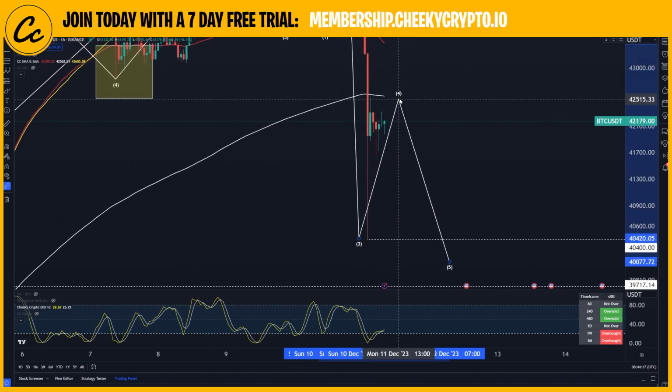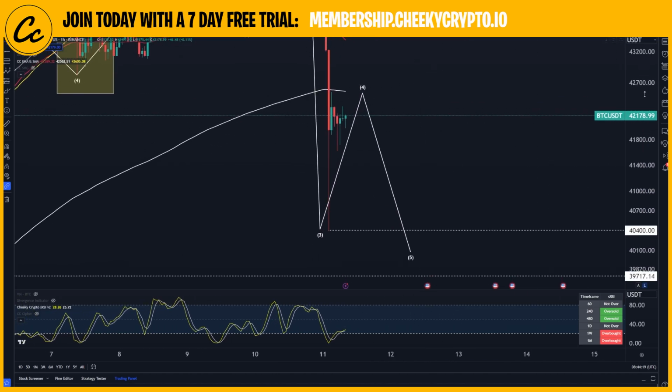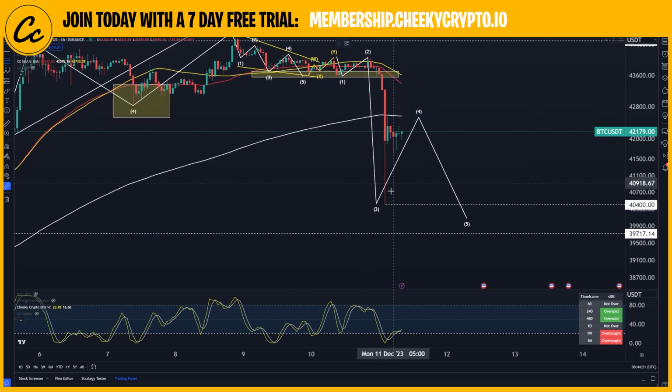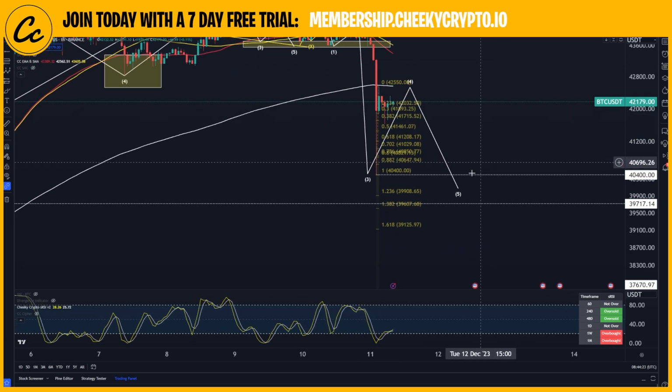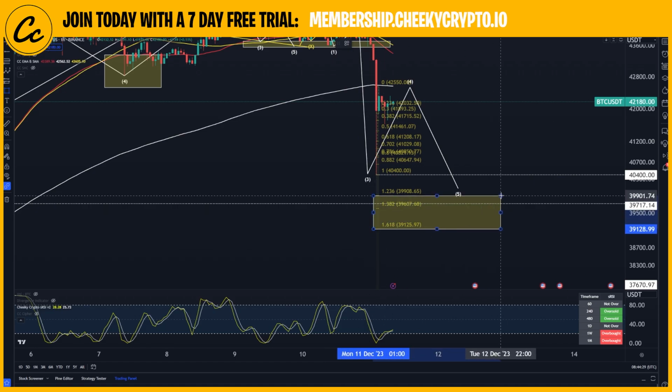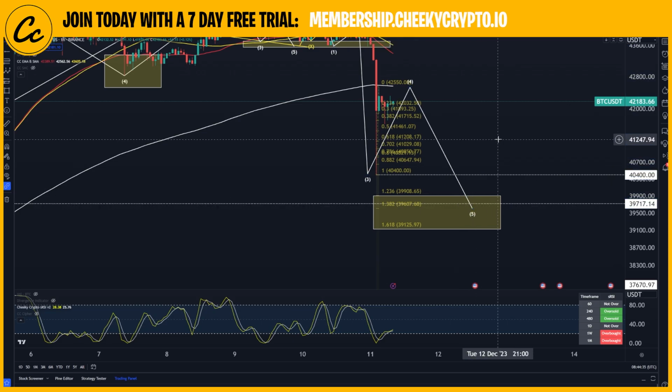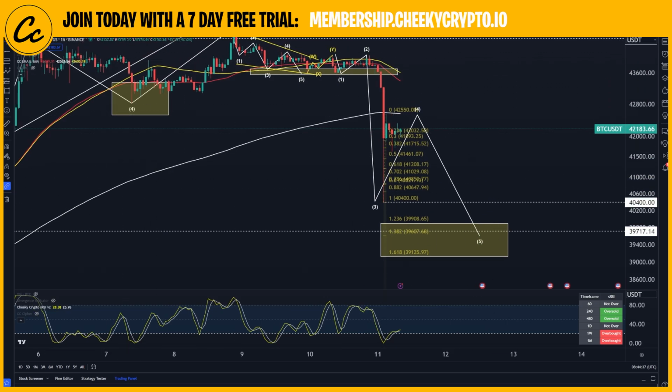Unless, of course, we want to see a 5th wave in there, which is possible. I'll jump down into a smaller time frame in a second. If we haven't, then we'll be looking at a move still deeper, potentially into this final 5th wave, which typically would be between 1.236 and 1.618, 39,125 to 39,908. That would be there. Let's go and take this into a 5-minute chart.